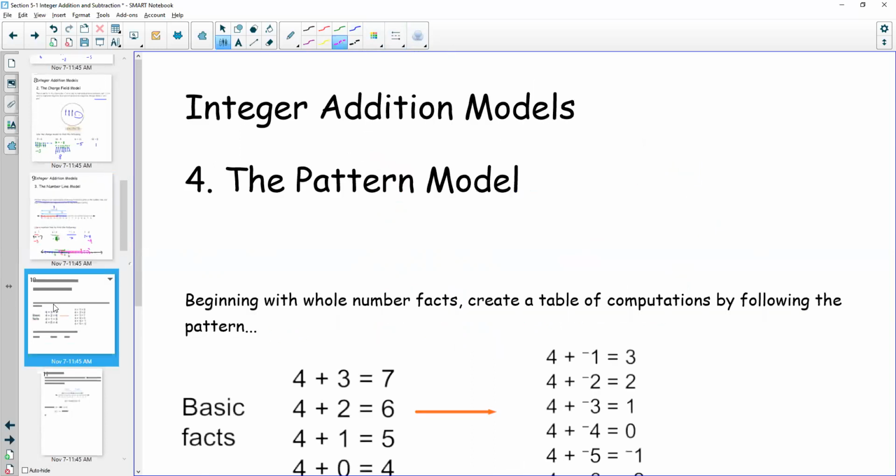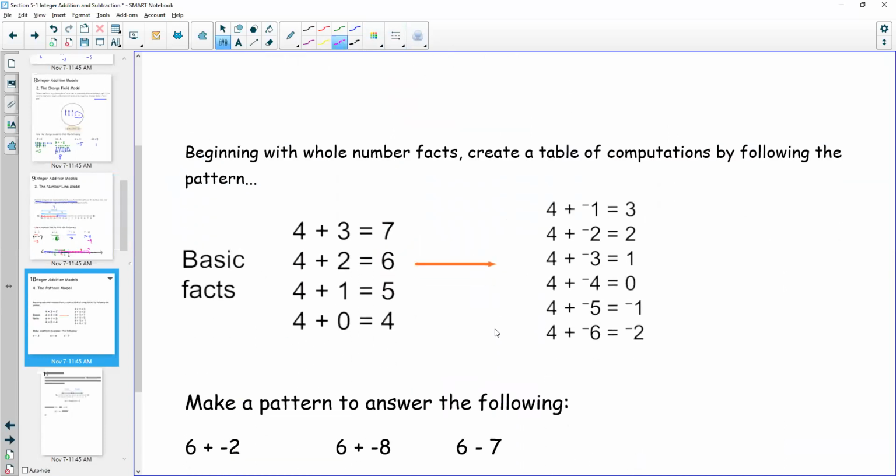Okay, there is another model in here, which is a pattern model. What happens is some kids really need to think about this differently. This is not for every kid, and not everybody will even go, oh my gosh. But what happens is kids can back into negative numbers. You can start with the numbers you know and sort of work your way back to negative.